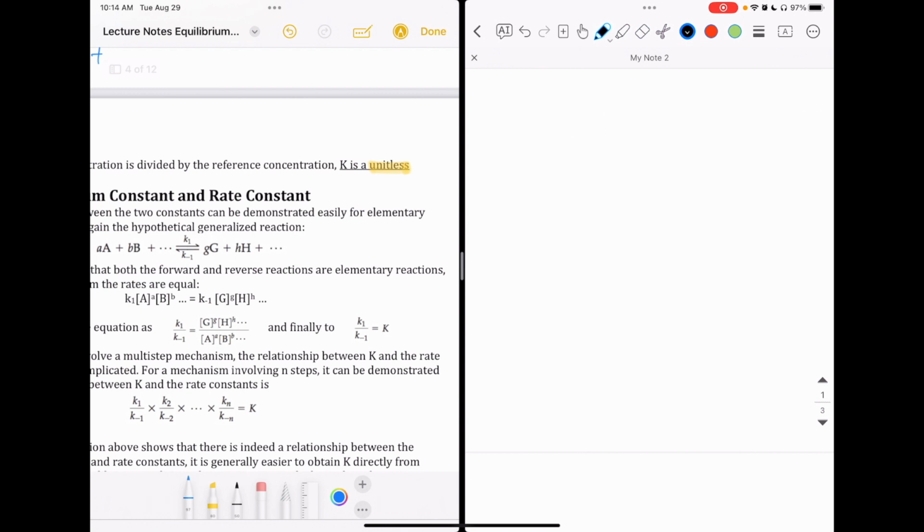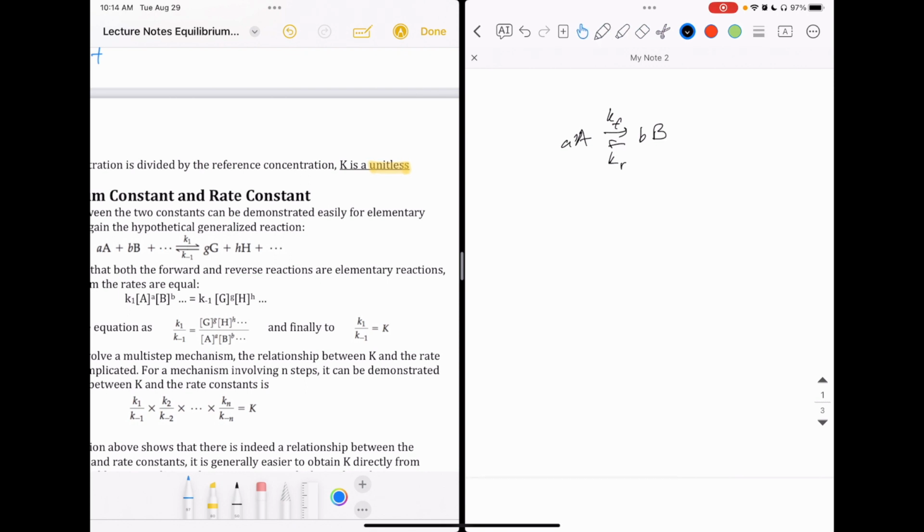Turns out the two constants are related to each other, and this is best observed and derived for elementary reactions. So if you think about an elementary reaction, let's say I have a reaction that looks like this: aA goes to bB. It's a reversible reaction, and there is a forward rate constant, call it kf, and there's the rate constant for the reverse reaction, call it kr.